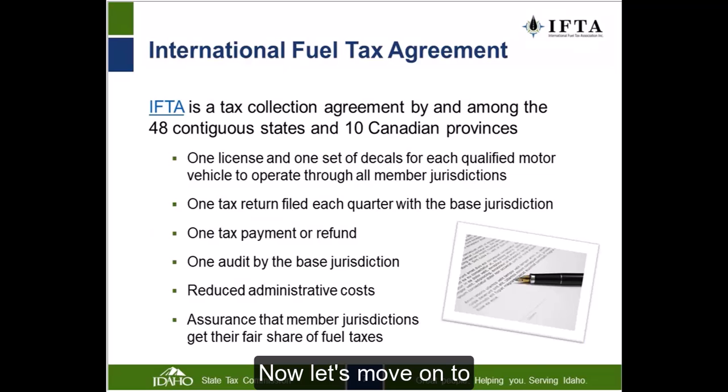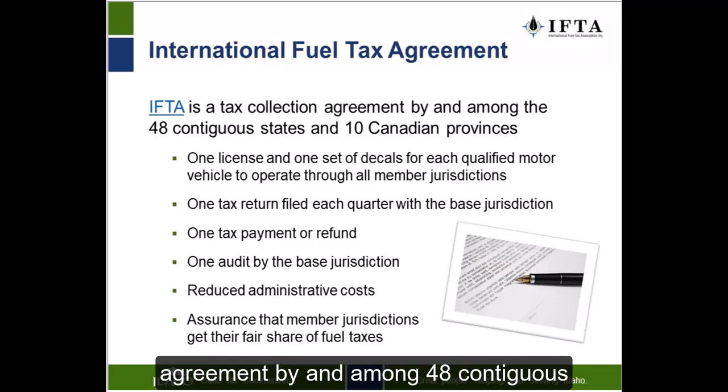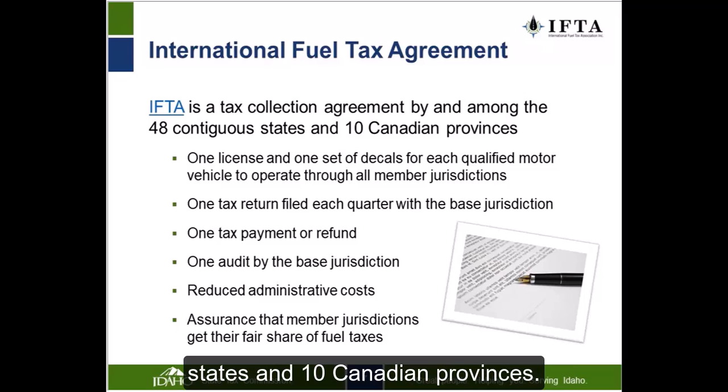Now let's move on to the International Fuels Tax Agreement. So IRP is registration fees, just like you register your car, and then we apportion those fees out to the member jurisdictions that you travel in. And IFTA is tax. IFTA is a collection of tax agreement by and among 48 contiguous states and 10 Canadian provinces.